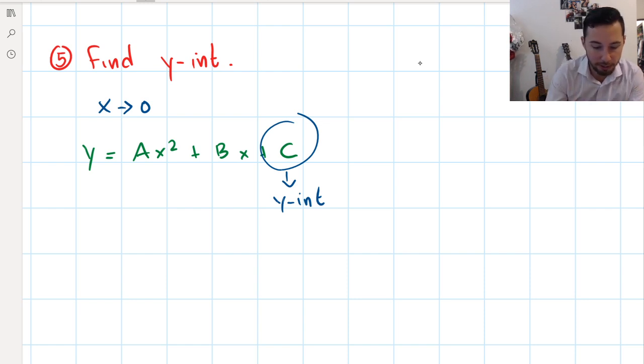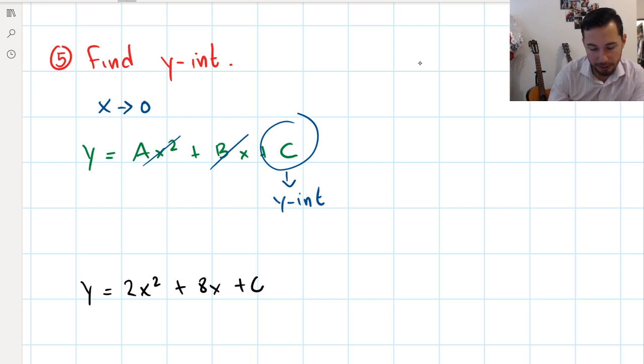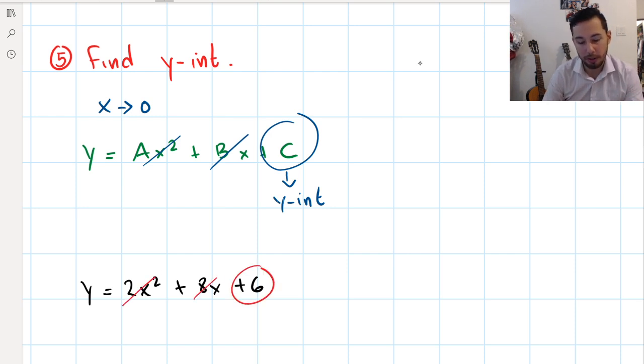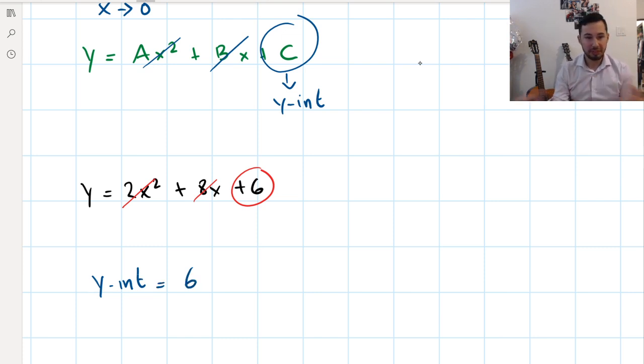Well, if my x is 0, then this goes away, that goes away, and the only thing I have left is c. So my original equation is y is equal to 2x squared plus 8x plus 6. And I know that if I plug in 0, this will cancel, so my y-intercept will be 6. So my y-intercept is equal to 6. That is it.